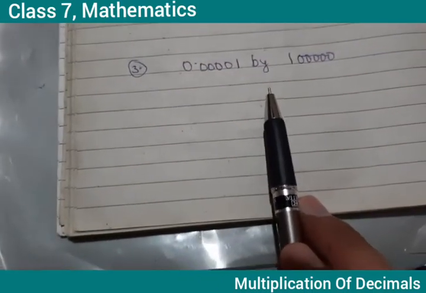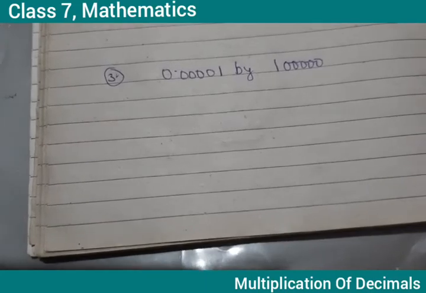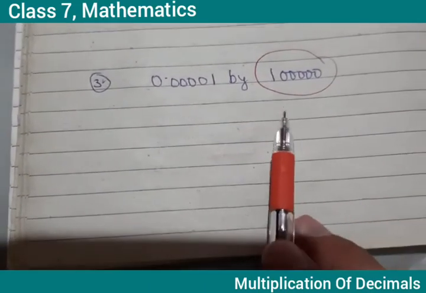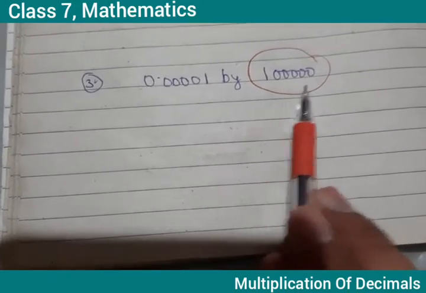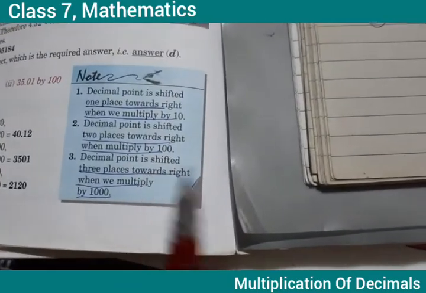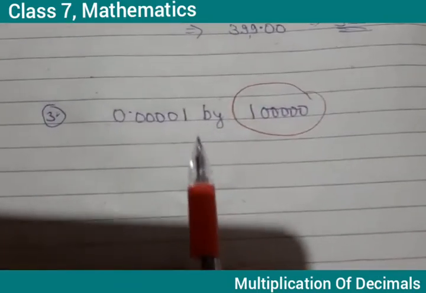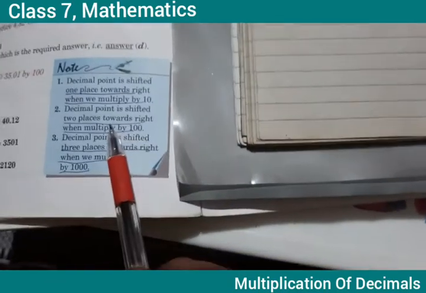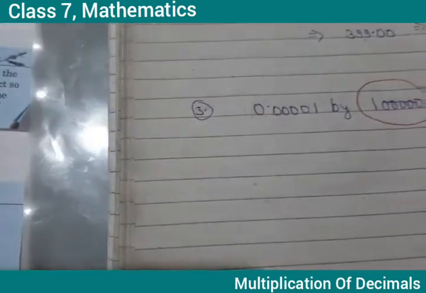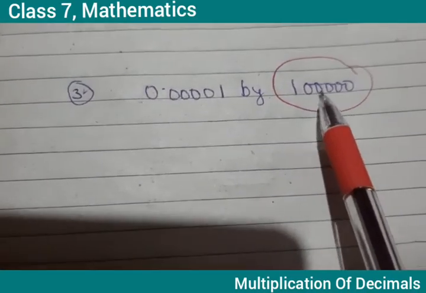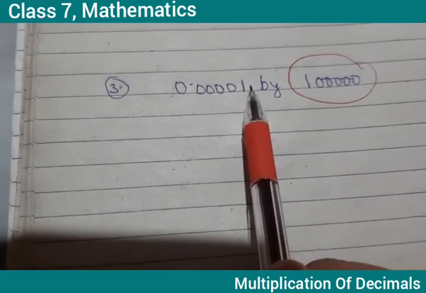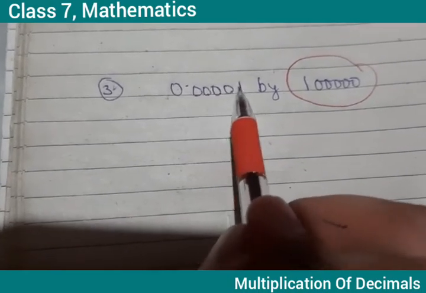Same concept we will do here, but do remember one thing class, this concept is only applied when we are multiplying any number in the form of power of 10, that means in multiples of 10, then only this format will be 100% accurate. Okay, now see, as per this, the decimal point will shift how many places towards the right? Count the number of 0s. 1 2 3 4 5. That means the decimal point will shift 5 places towards the right. So 1 2 3 4 5.